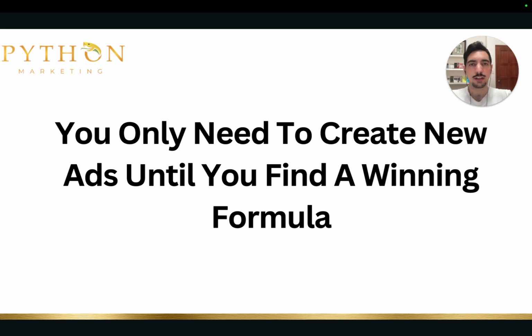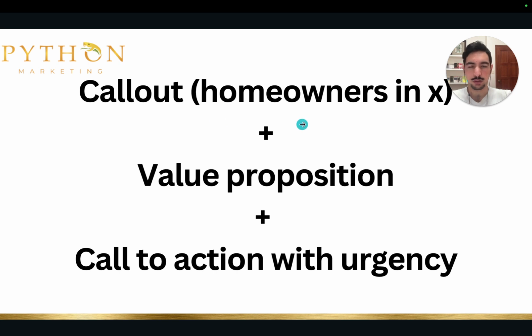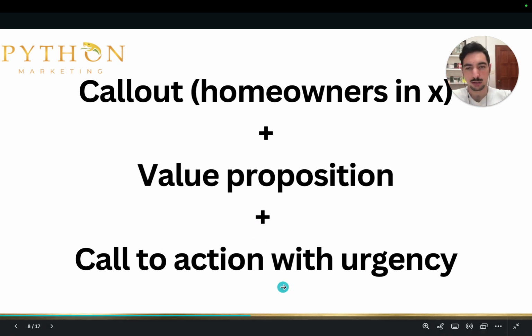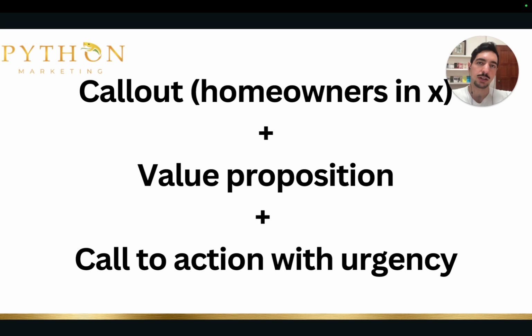Normally, you would have to spend hundreds and thousands of dollars trying to find a winning ad, but I'm just going to give it to you right away. If you just call out the exact person that you're trying to reach, homeowners in Texas, for example, and then the value proposition, let's just say solar costs the same as your current electric bill, but with batteries so you never lose power. Let's just say that as an example. Add in a bit more into the value proposition to add social proof and a bit more credibility. And finally, a call to action with urgency so people are not just clicking on the ad to like it, but they're actually opting in and sending their information over to you.